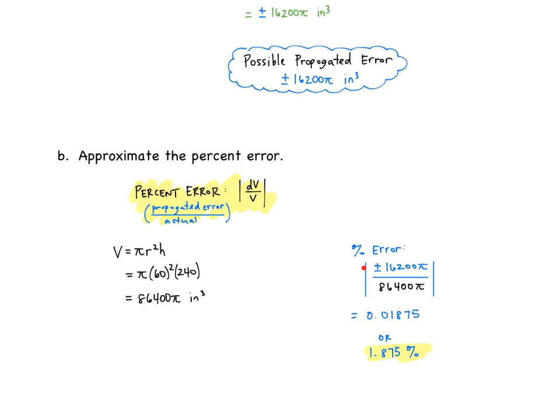Now to figure out the percent error, all we have to do is use what we found above, that propagated error, and divide it by the actual volume. And of course, we're taking the absolute value. That means we don't have to worry about the plus or minus here. And we get really, there's an error of 1.875%. So it doesn't seem that big compared to this number up in part A.